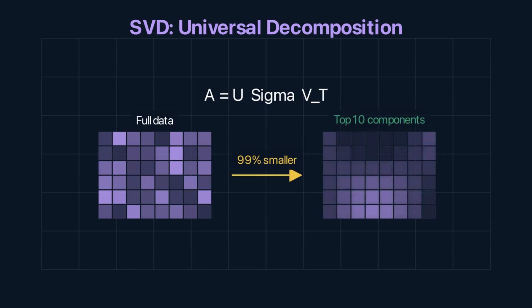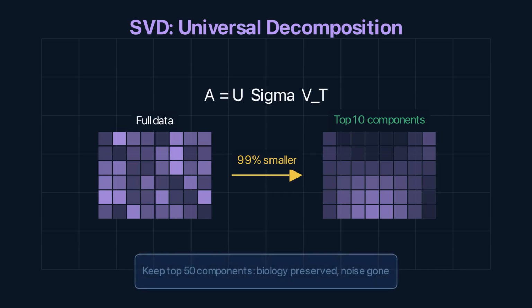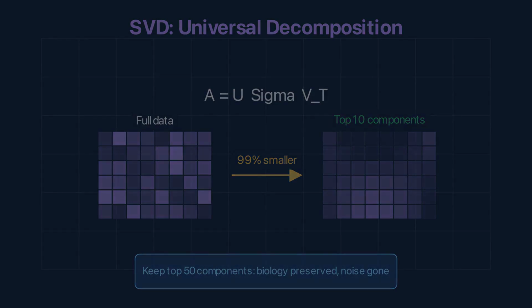Image compression. Keep the top 10 singular values and reconstruct. The image is recognizable. The data is 99% smaller. Gene expression. Keep the top 50 components. The biology is preserved. The noise is gone.